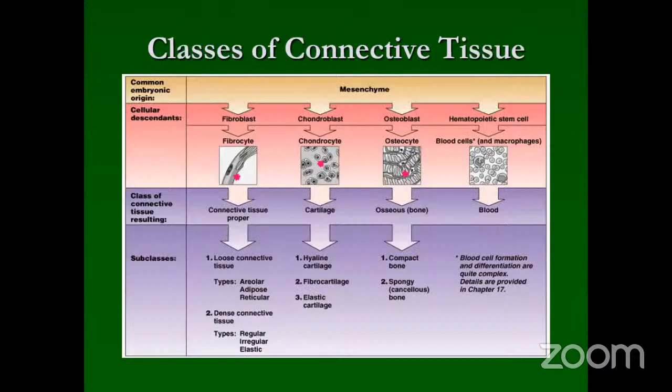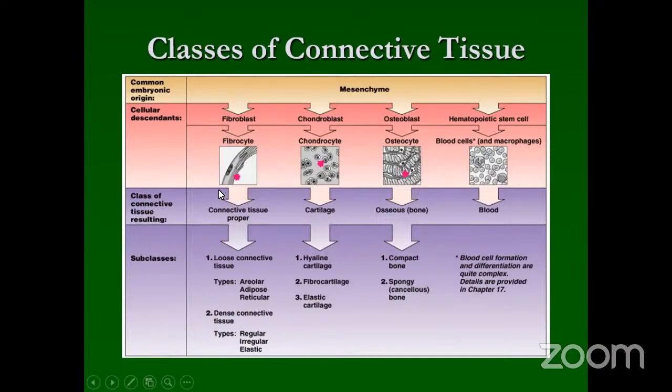That means they are all originated from the mesenchyma. So here we can see the classes of connective tissue. From mesenchyma, we have fibroblast, chondroblast, osteoblast, and hematopoietic stem cells. From fibroblast, fibrocytes have originated. Then chondroblast to chondrocyte. Then osteoblast to osteocyte. And hematopoietic stem cells give rise to blood cells and macrophages.